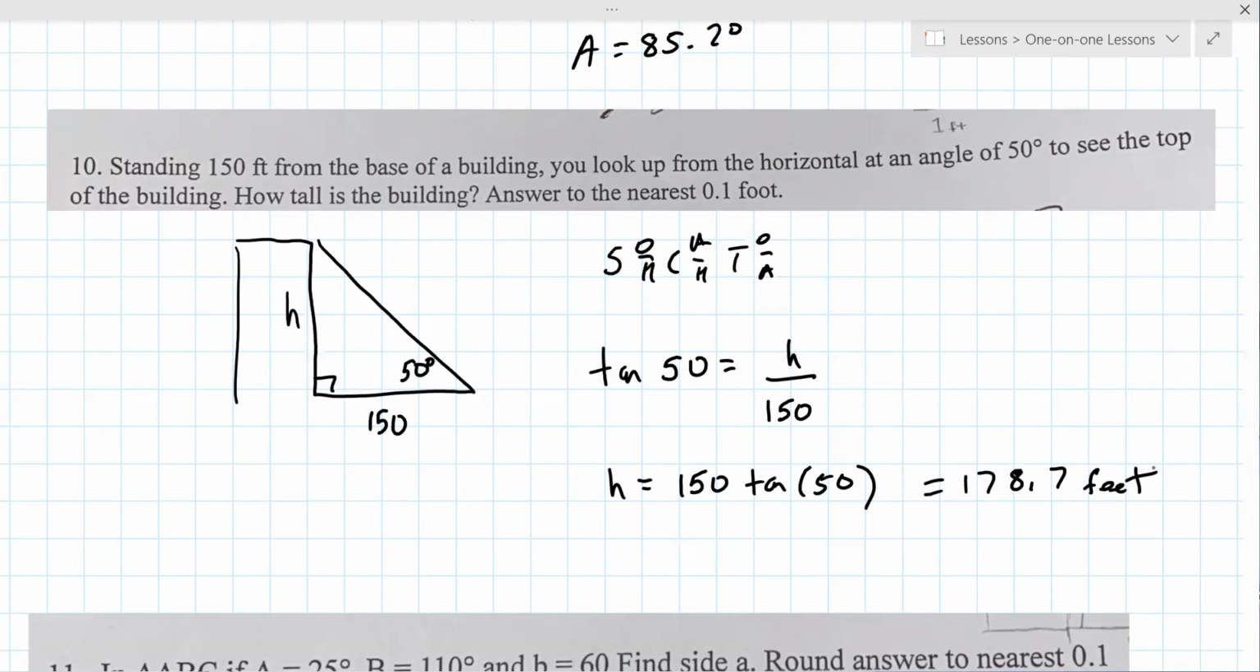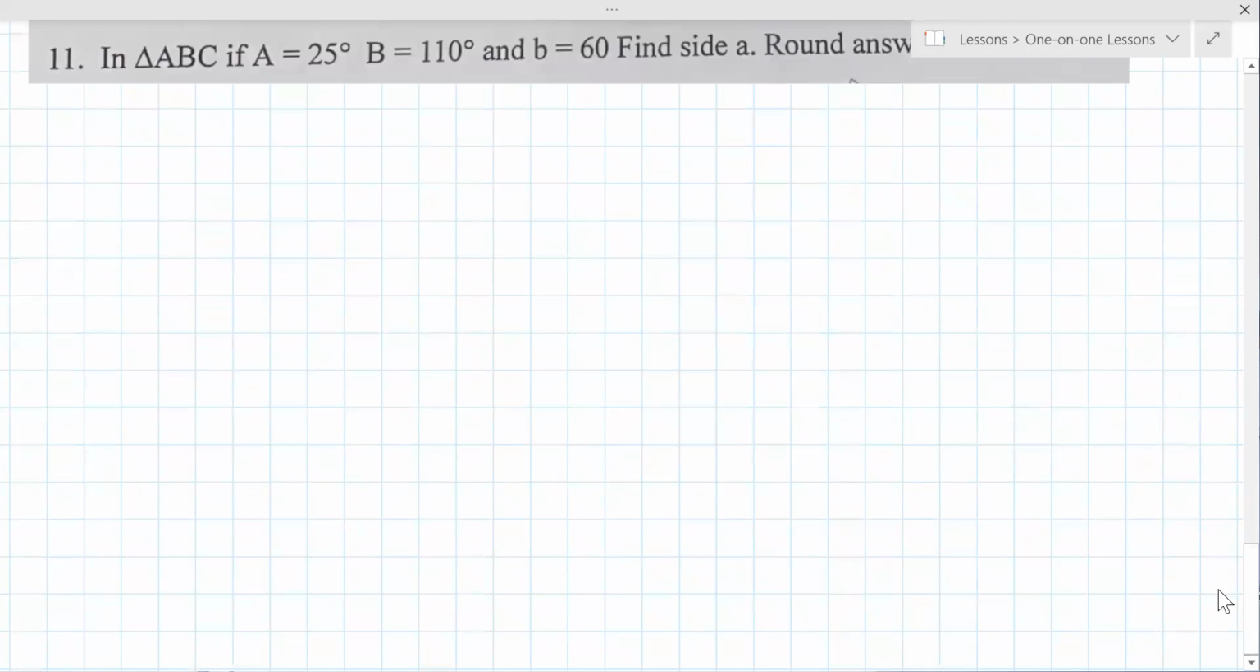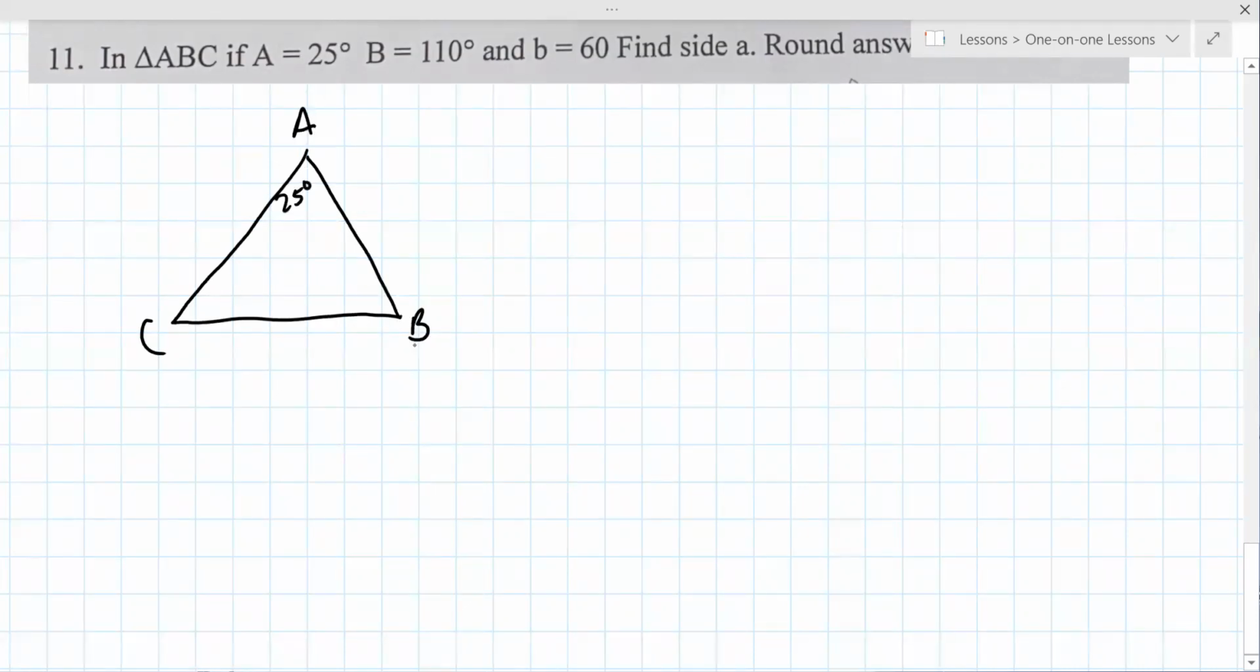Okay, so scrolling down here to 11. You've got to draw a triangle. It looks like you started that process of drawing a triangle. 11 is here. So that's A. Let me label it the way you did, kind of. Okay, you put A at the top. Is that generally how you do it? Yeah. Okay. I just want to do it the same way because it'll be helpful. So A, B, C is what you do. Okay, so this is 25 degrees. This is 110 degrees. And little b is 60. And you're supposed to find side A.